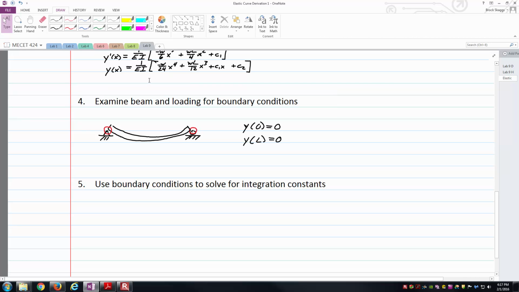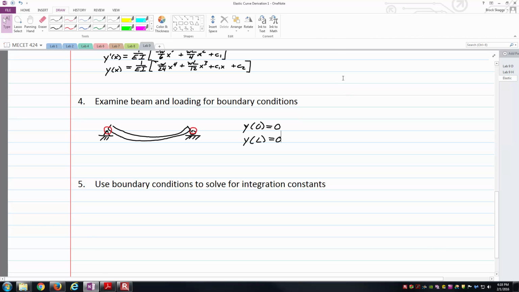And so with that idea, we can now go into step 5. And so in step 4 again, what we're basically doing is we're drawing an exaggerated deformed shape of the beam, and we're looking at it and saying, okay, do we know anything about either the position or the angle of the beam at any given point there? And so in this case, we do know it at the very beginning and the very end. They're both going to be 0, and so we can use those two pieces of information, those two boundary conditions, in order to solve for our integration constants.